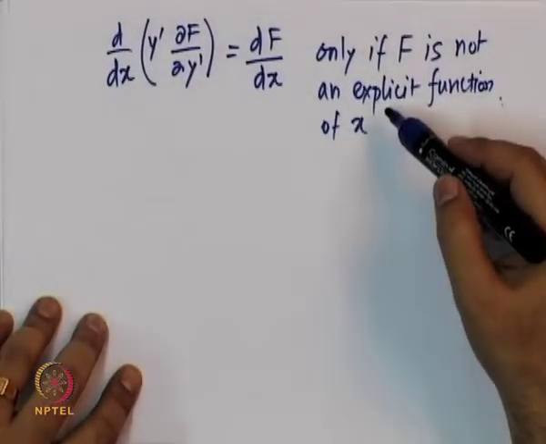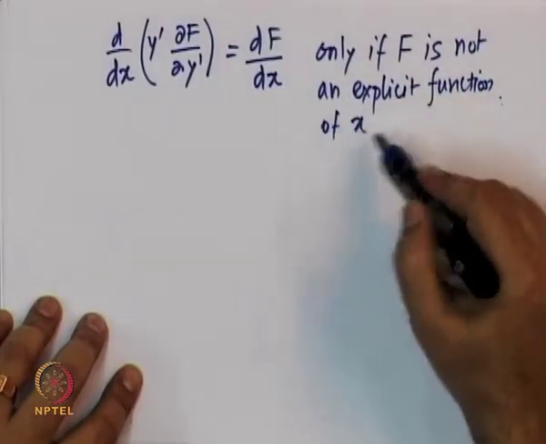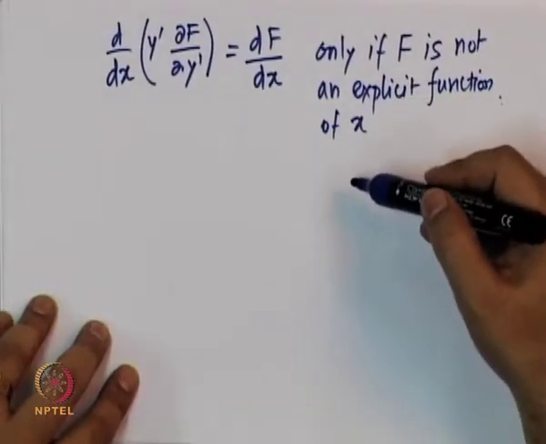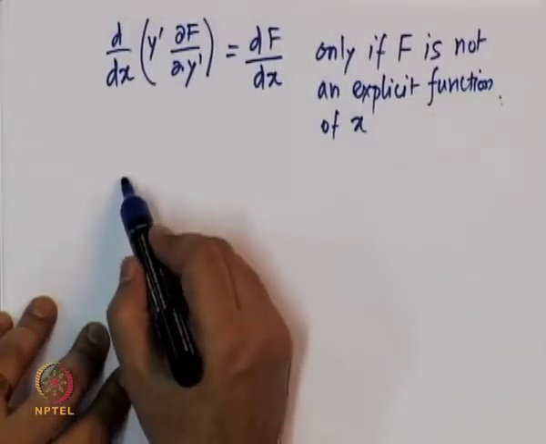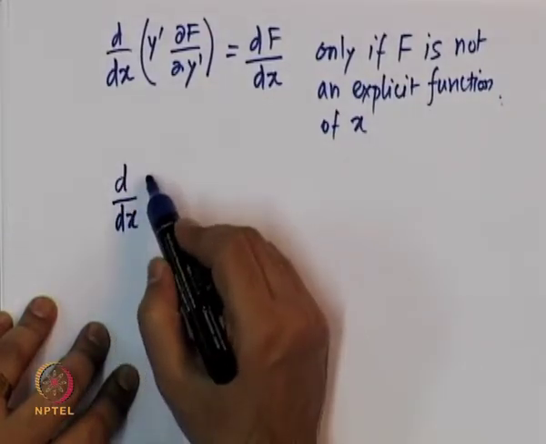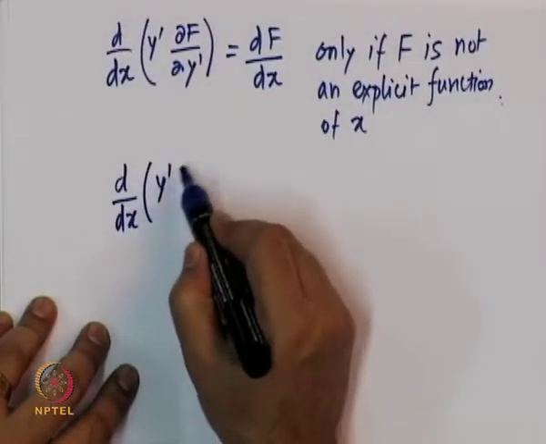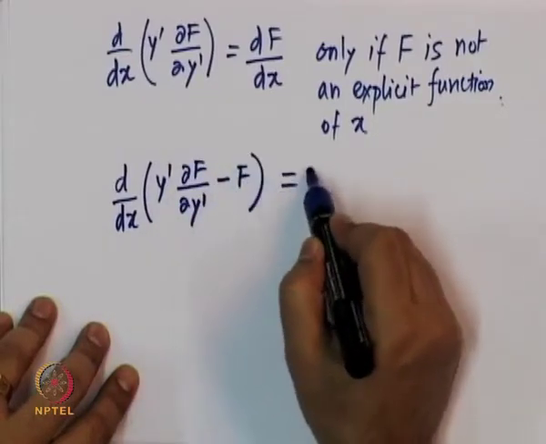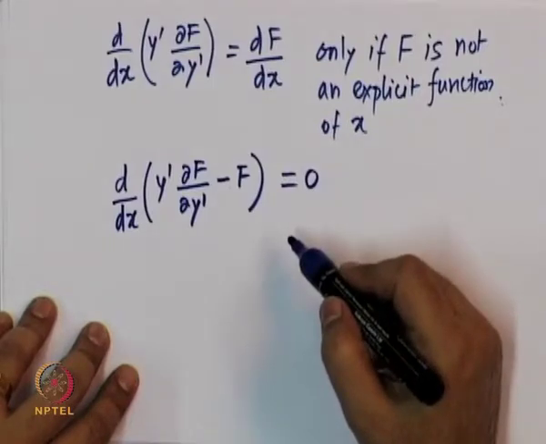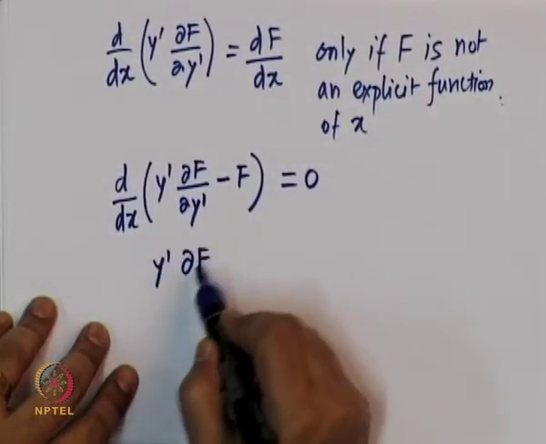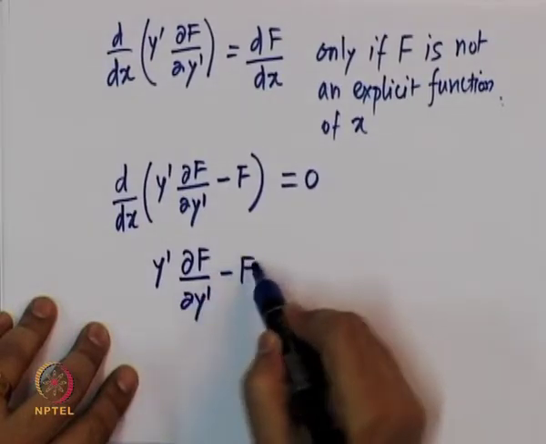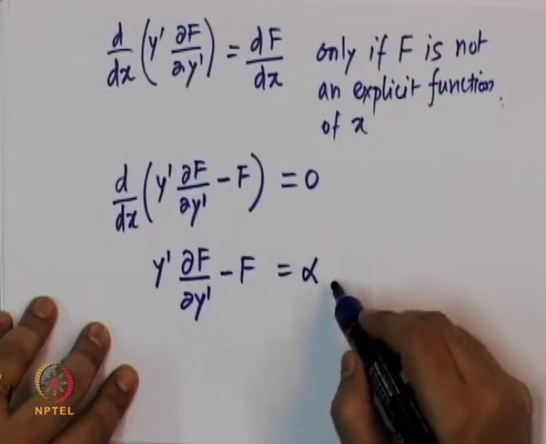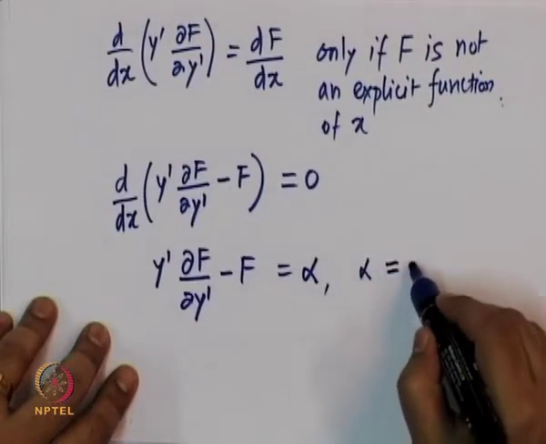So, Shames and Dym, for example, this is case 3, I think, in the cases that they discuss after deriving the Euler Lagrange equation. So, in any case, this can now be written as d/dx of y prime ∂f/∂y prime minus f is equal to 0. That means, y prime ∂f/∂y prime minus f is equal to some constant, let me call that alpha, where alpha is some constant.